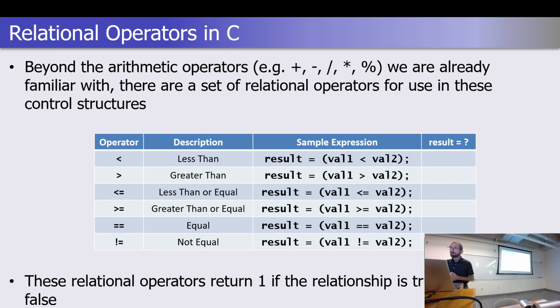So just as a very quick sanity check for the class here, if val 1 was set to 5 and val 2 was set to 4 earlier in our program, and I have these expressions. The first one is result equals val 1 less than val 2. What will be the value of result after that line?